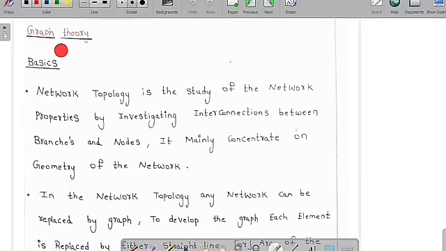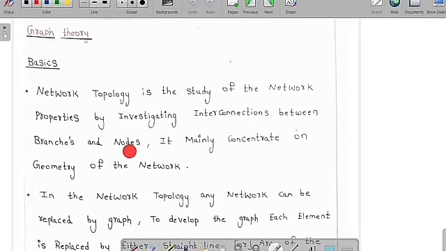Now we are going to learn about graph theory. Some of the basics in graph theory: a network topology is the study of network properties by investigating interconnections between the branches and the nodes. It mainly concentrates on the geometry of the network. So basically, we call network topology the study of the network properties by investigating interconnections between the branches and the nodes.